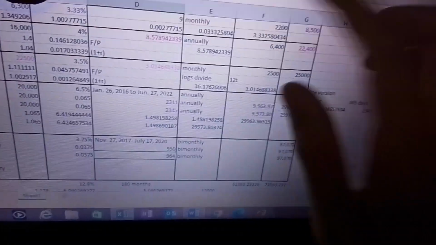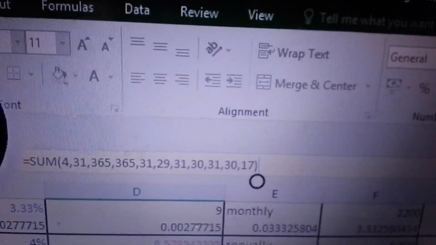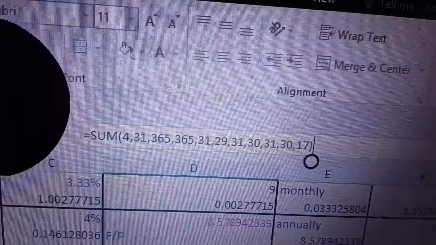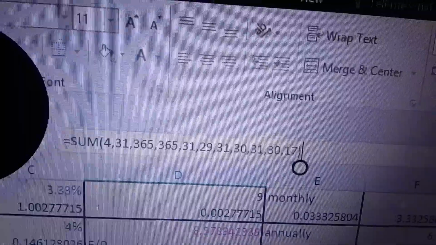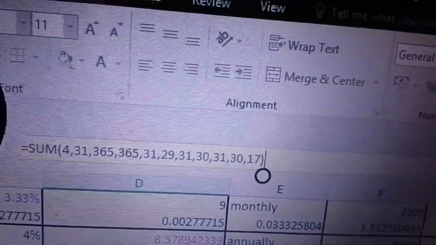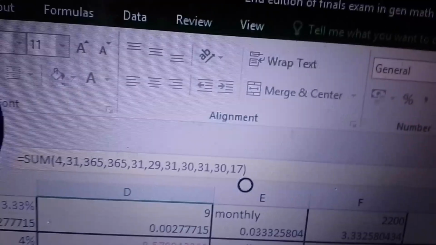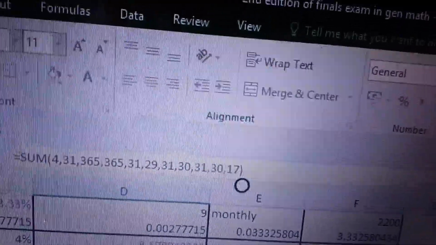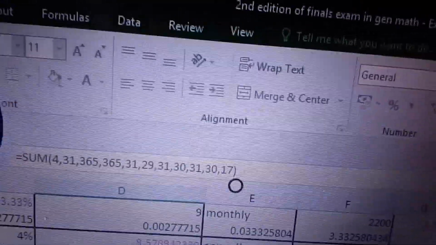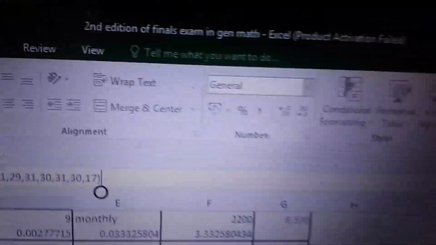On the other hand, ito yung exact interest namin. So we need to do the sum. So kailan tayo nag-start? We start from November 27. So in November 27 na yan, that's 4, up to November 30. From December 1 to 31, 31 days. 2018, 365. 2019, 365 din. Tapos 2020, January is 31. February, 29 days. Di ba may leap year ang 2020, di ba? Check your calendar. And then 31 kapag March, 30 April, May, June, tapos July.